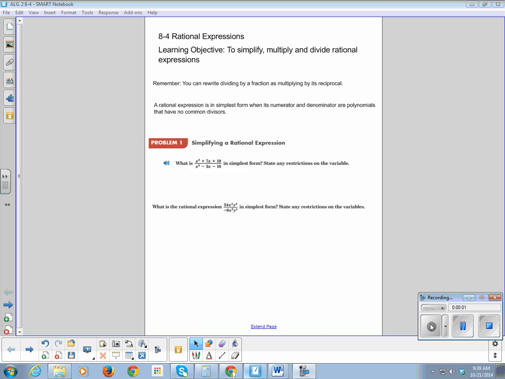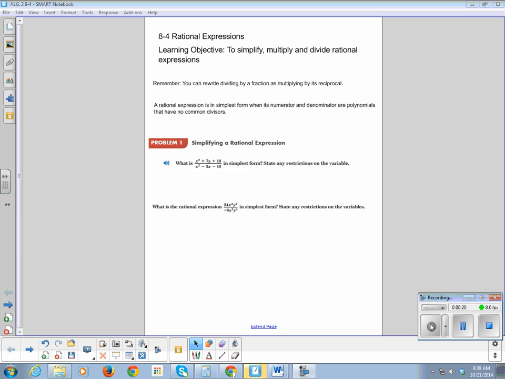So this is 8-4, rational expressions, and in fact, this is when it starts to get fun. I adore this. I love it. Our learning objective is to simplify, multiply, and divide rational expressions. So we have 3 things that we want to accomplish.